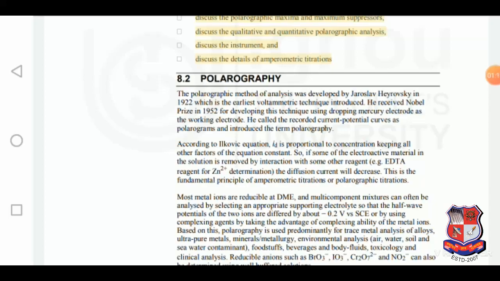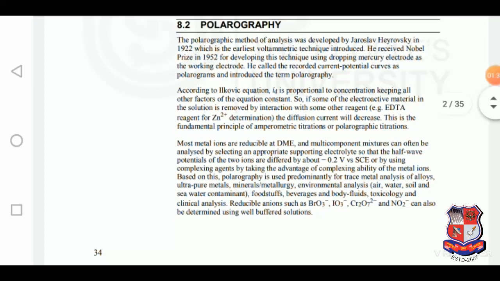So polarography is a method of analysis developed by Jaroslav Heyrovsky in 1922, which is the earliest voltammetric method to identify the different analytes in a given solution. He was awarded the Nobel Prize in 1952 for developing this technique. He deduced the equation that is now regarded as the Ilkovic equation, in which diffusion current is proportional to the concentration, keeping all the other factors of the equation constant.